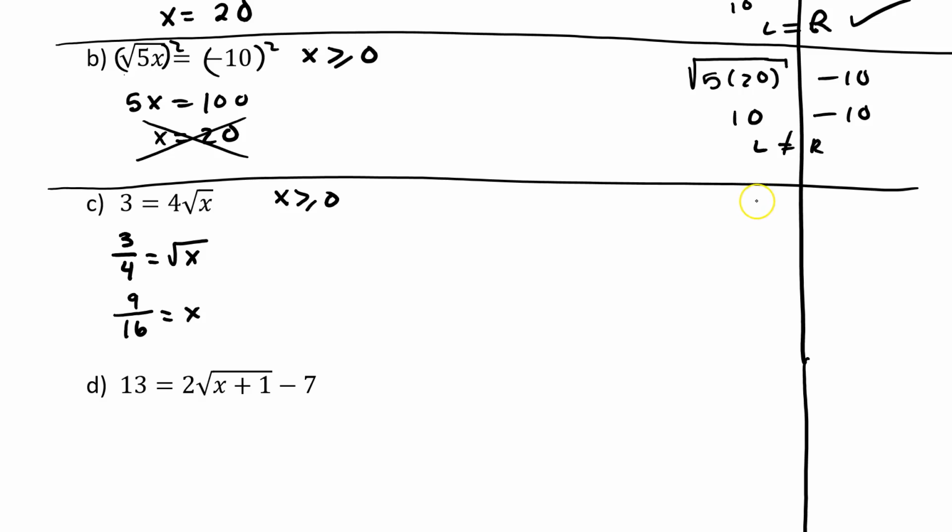So the left-hand side is very simple. It's just 3. The right-hand side is 4 times the square root of x, which we determined to be 9 over 16.